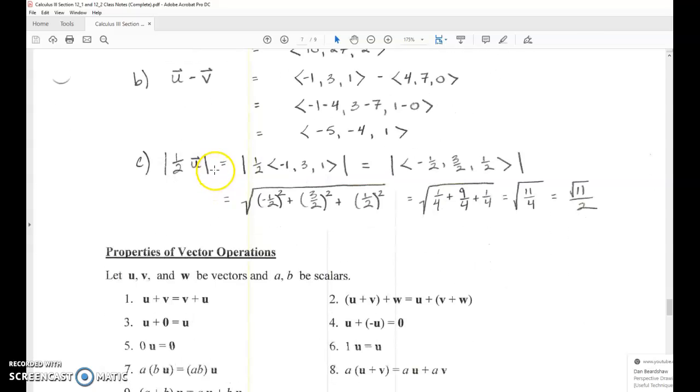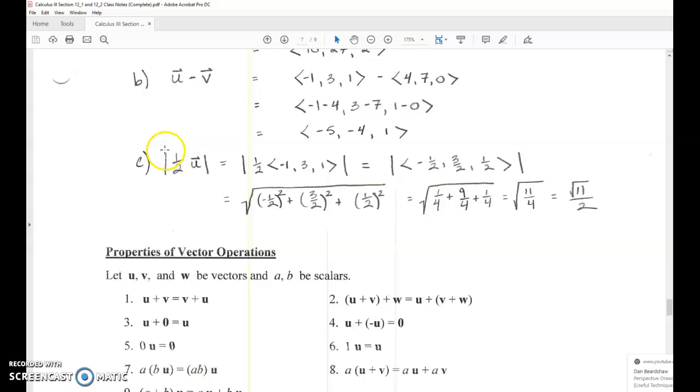Let's say I want to do subtraction. Well, subtraction is simply adding a negative 1 times v. So we don't really need to write plus minus 1 times v. We'll just write minus v. And that just means subtract the common components. So minus 1 minus 4, 3 minus 7, and 1 minus 0. To end up with the vector minus 5, minus 4, 1.